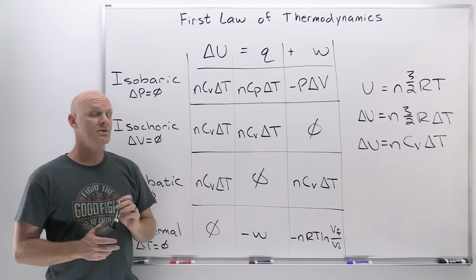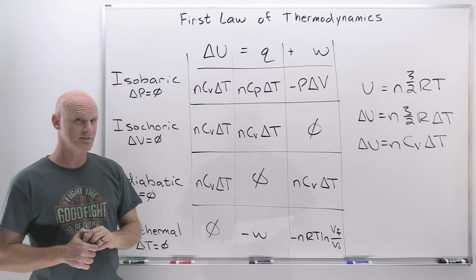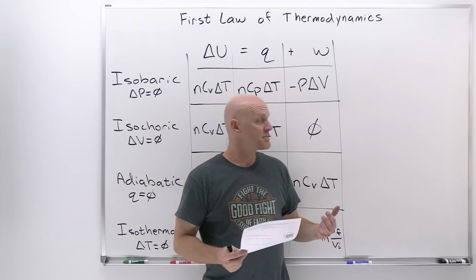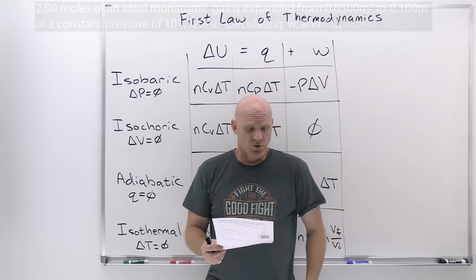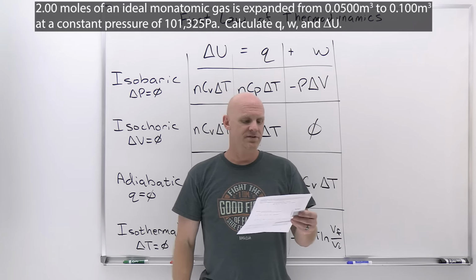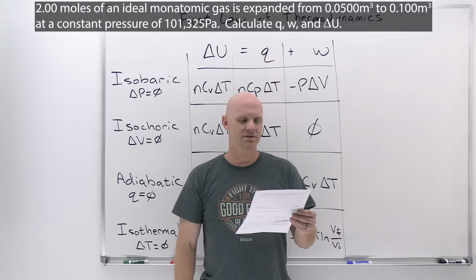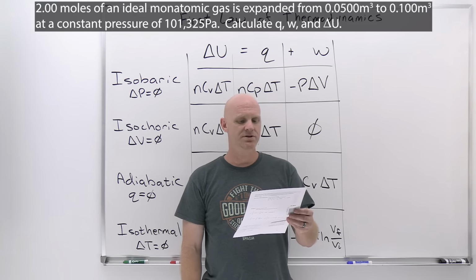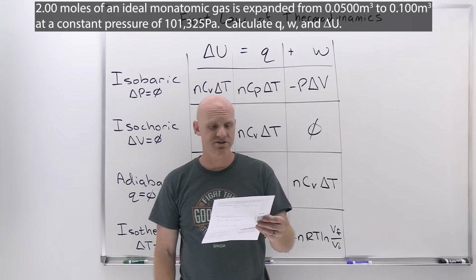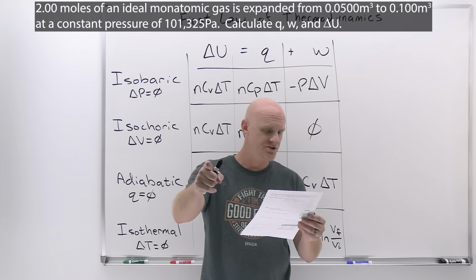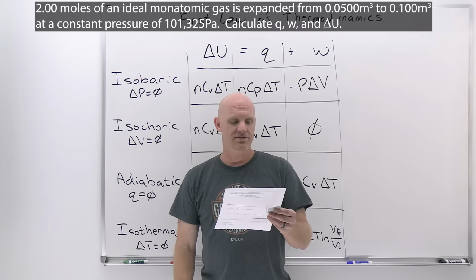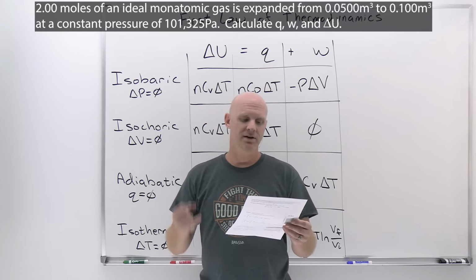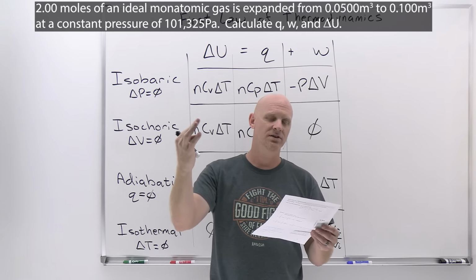So let's have a little fun here and see how this works. We don't have a lot of room left, but I think it's instructive to still have these up there to see how we use them. So first question says 2.00 moles of an ideal monatomic gas is expanded from 0.0500 meters cubed to 0.100 meters cubed at a constant pressure, i.e. isobaric process, of 101,325 Pascal. Calculate Q, W, and ΔU.